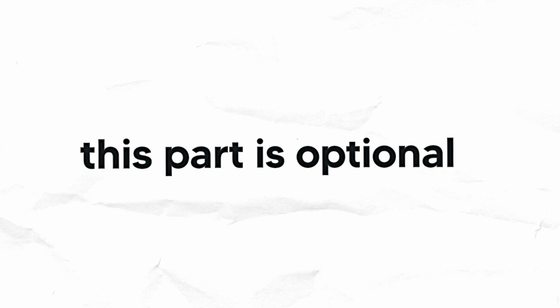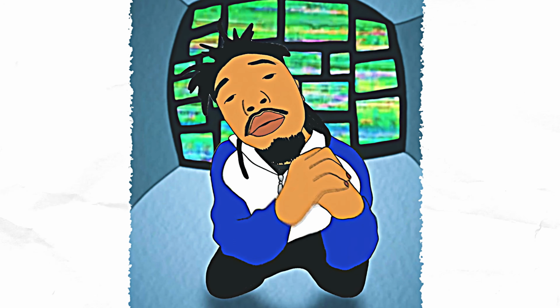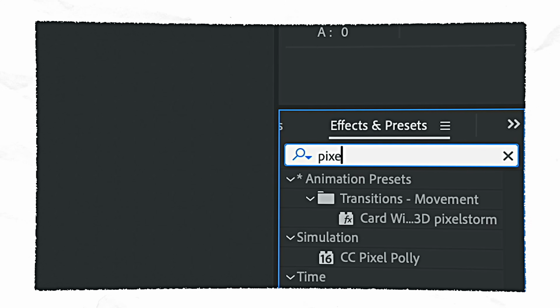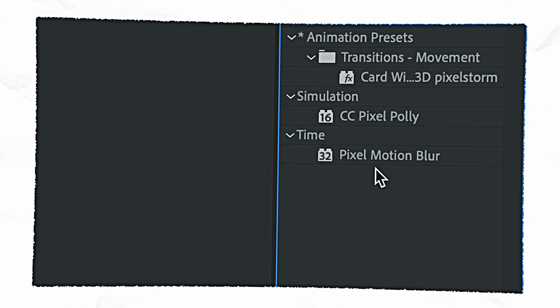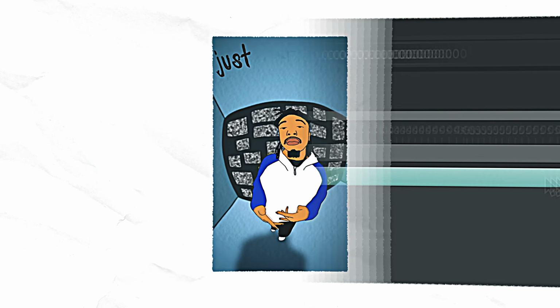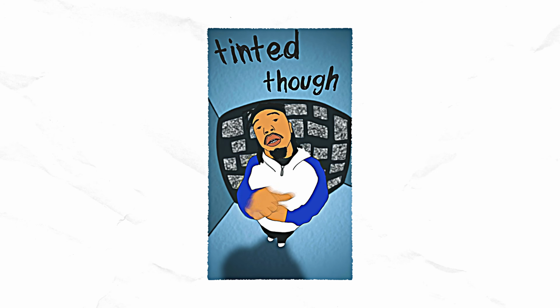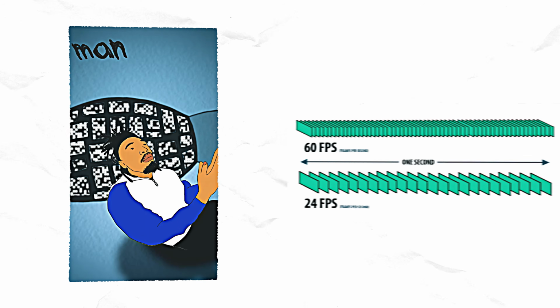This part is optional, but I like to add some blur to the animation to make it a bit more believable. To do this, I bring the clip into After Effects and use the pixel motion blur effect. Not only does it make the animation more realistic by adding blur, it also adds more frames to the video, making it much smoother.